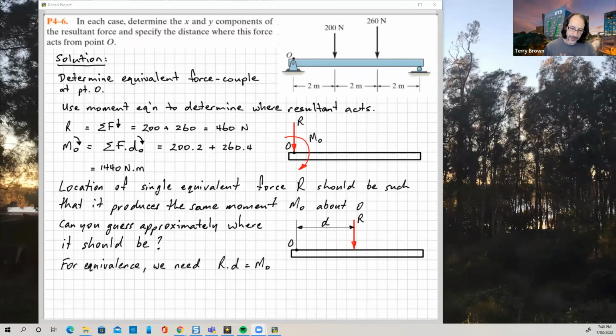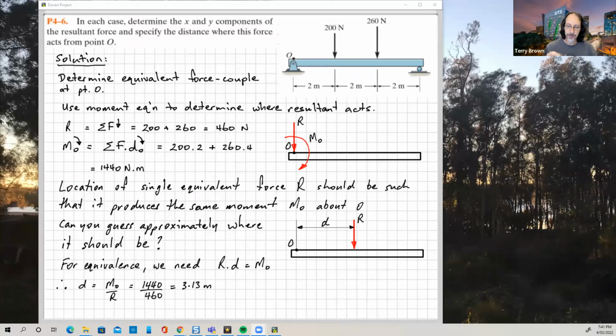Right? So we need to guess approximately where it is. So we previously calculated this force R. Now we want the location of this force to be such that when we calculate its moment about point O, it has this value. Okay, so the same value of MO that we calculated before. So we know this value MO, 1440. We know the value R, 460. So the thing that we don't know is D. So we just need to rearrange that equation and solve for that distance. Okay, so do that maths and we get 3.13.